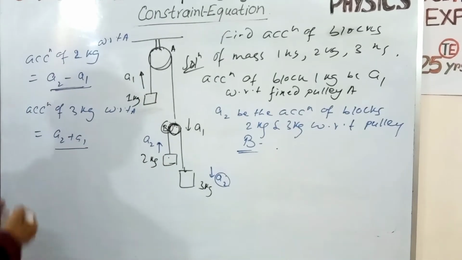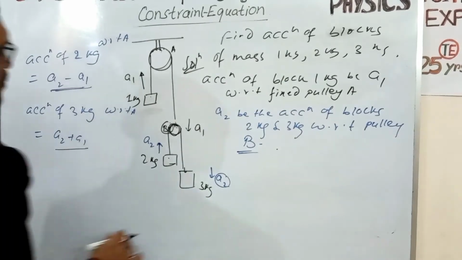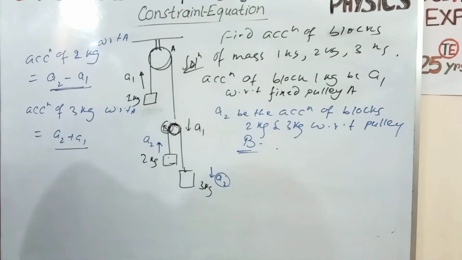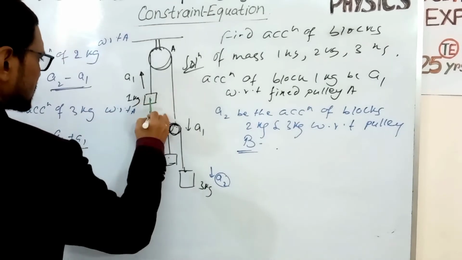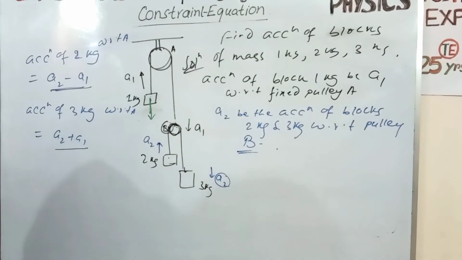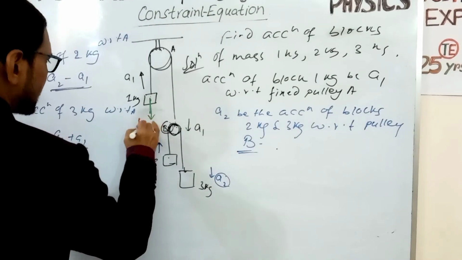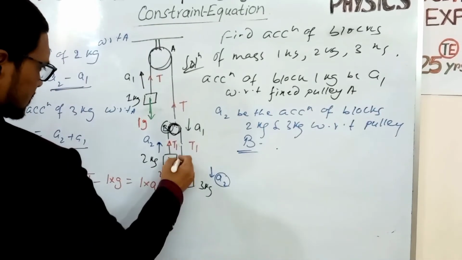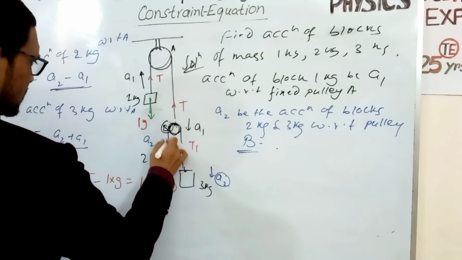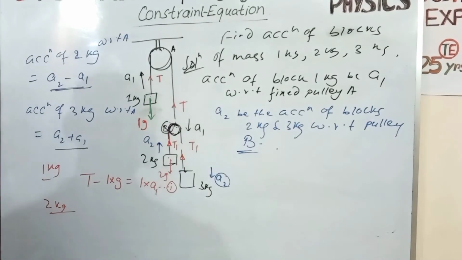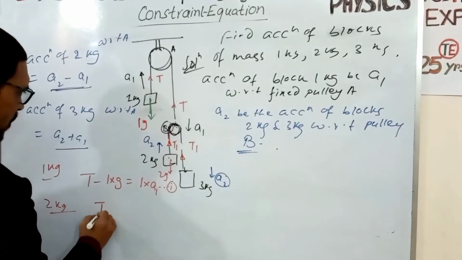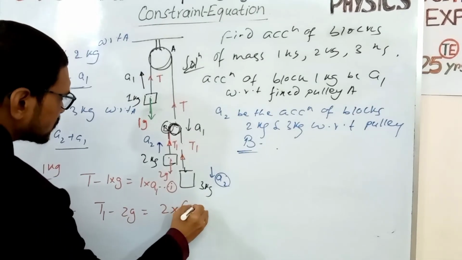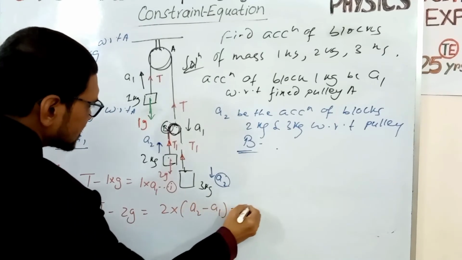Now we have two variables, a1 and a2, only. So if we draw the free body diagram, what happens? Here 1 into g acts in this direction, this is T, and for the 2 kg block, the equation becomes T1 minus 2g equal to 2 into (a2 minus a1). This is equation 2.